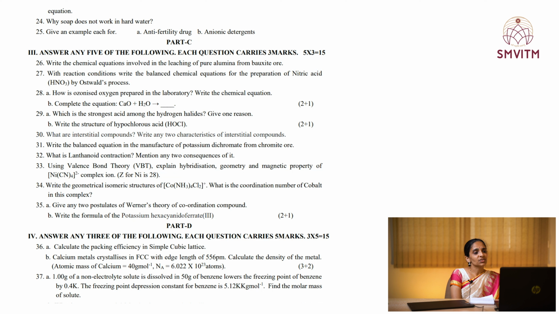34th question, geometrical isomers of a complex are asked. So cis and trans forms should be written. And the coordination number of cobalt there is obviously 6.